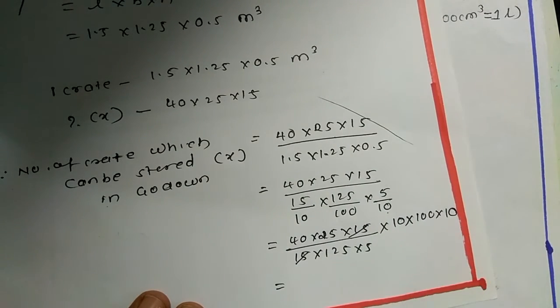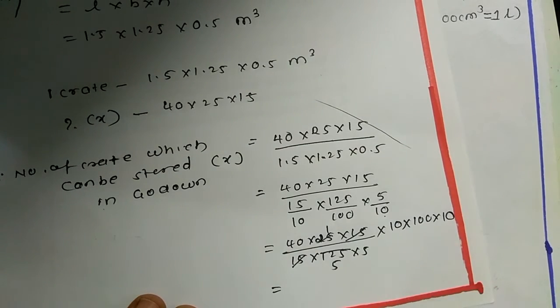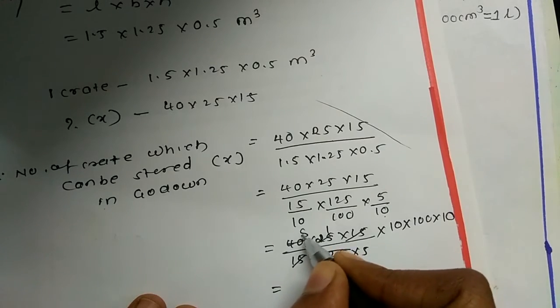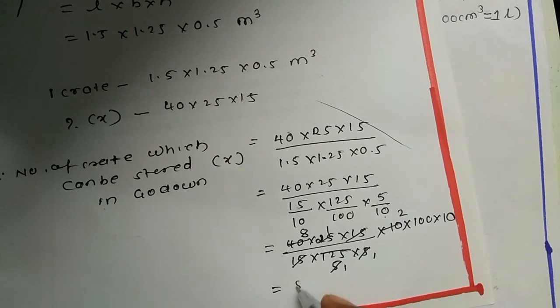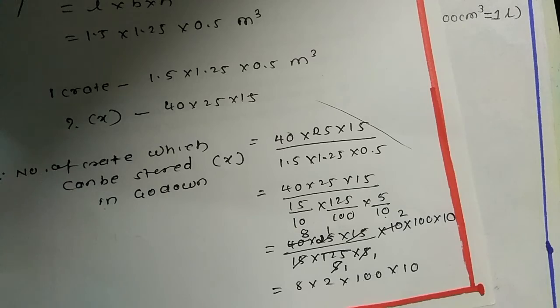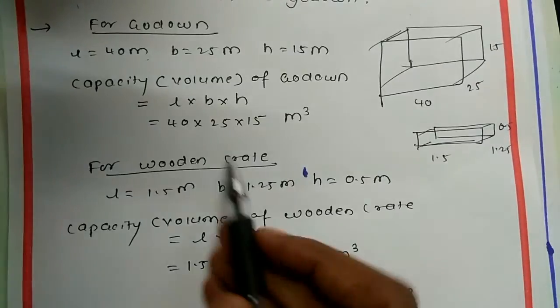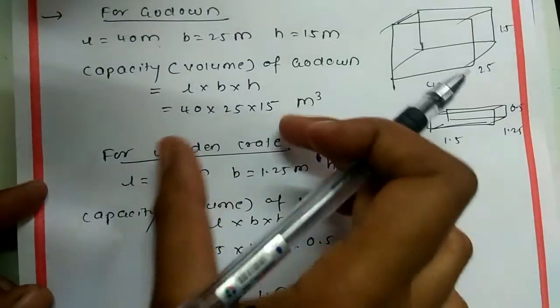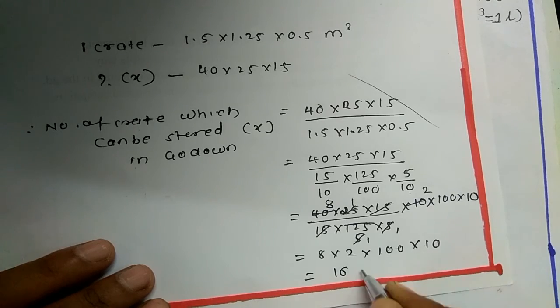15 ones are 15, 15 ones are 15. Next, 25 ones are 25, 5 fives are 25. Then 5 ones are 5, 5 eights are 40. Then 5 ones are 5 and 5 twos are 10. So we get 8 into 2 into 100 into 10. Finally you can multiply. This multiplication becomes very easy. That's why whichever data you are going to use for further calculation, keep that in product form. So 8 twos are 16, and 16 ones are 16, with 1, 2, 3 zeros.